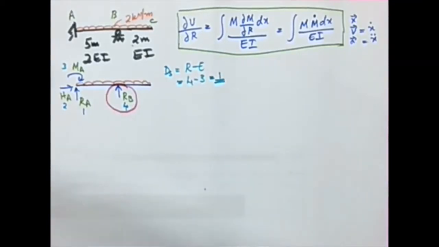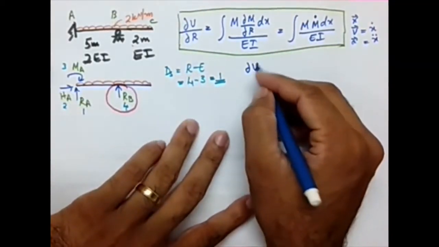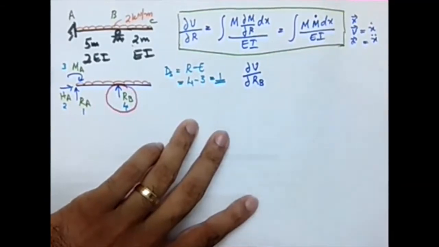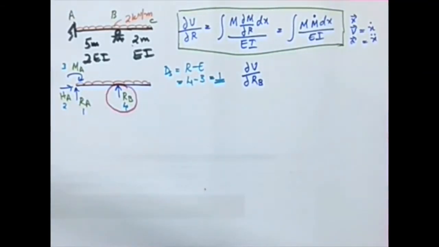So this equation ∂U/∂R in our case is going to be ∂U/∂RB, because RB is the one that we have considered as the redundant.